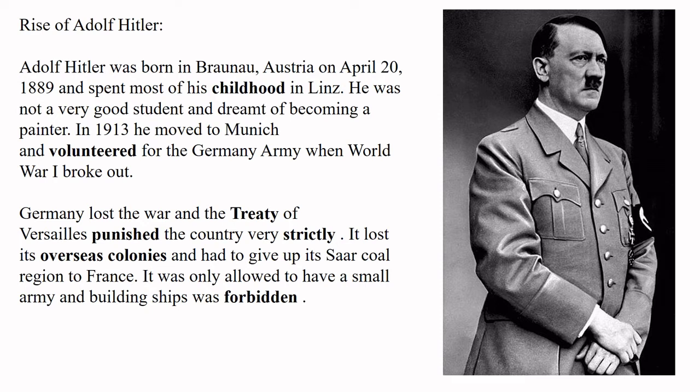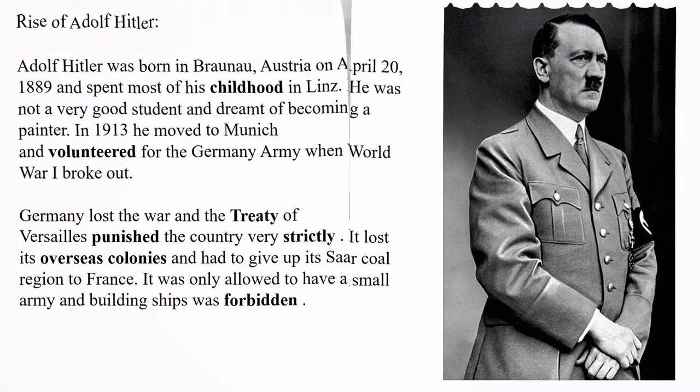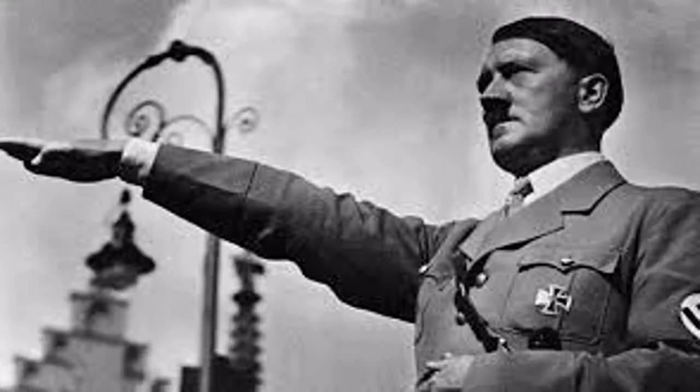Germany lost the war and the Treaty of Versailles punished the country very strictly. It lost its overseas colonies and had to give up its Saar region to France. It was only allowed to have a small army and building ships was forbidden. The treaty also made Germany pay a lot of money to Great Britain and France for the damage caused by the war. Hitler was angry at the Allies because he thought they had treated his homeland in an unfair way.